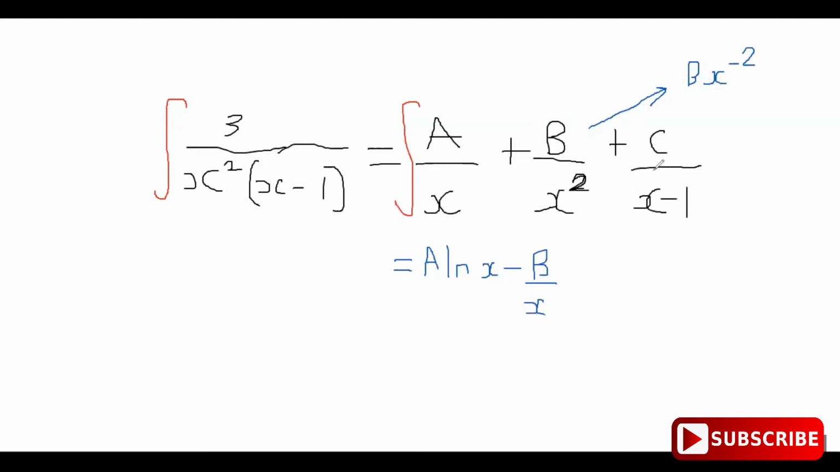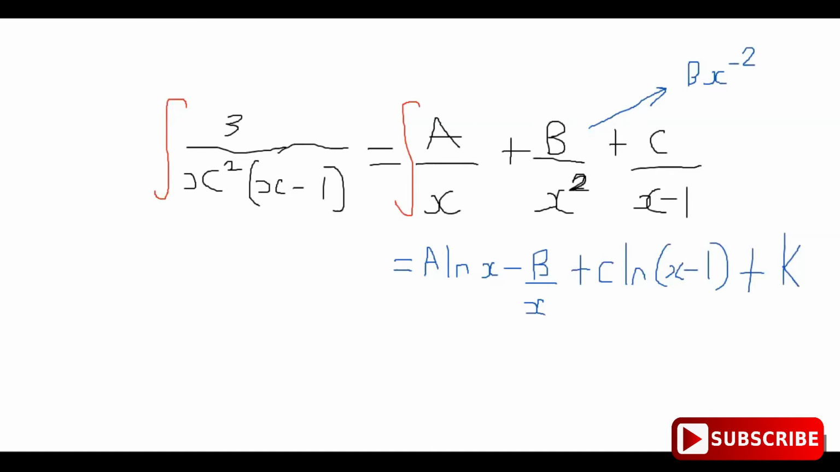And how do you integrate c over x minus 1? Would that be c times the ln of x minus 1? That would be plus c times the ln of x minus 1. Very good. And then plus some other constant, k.